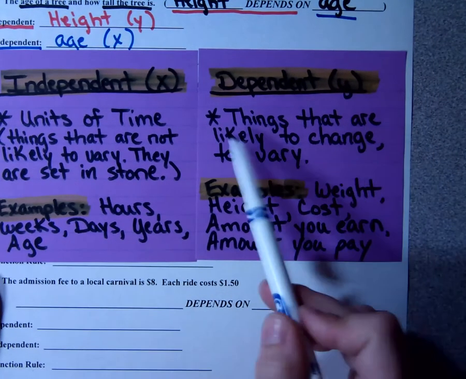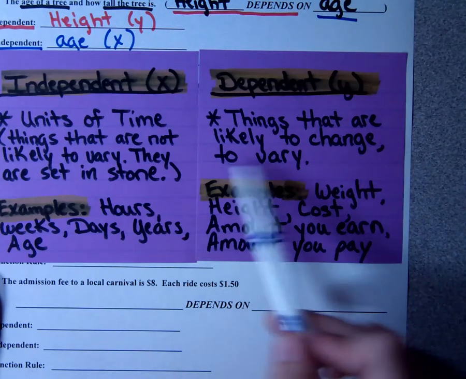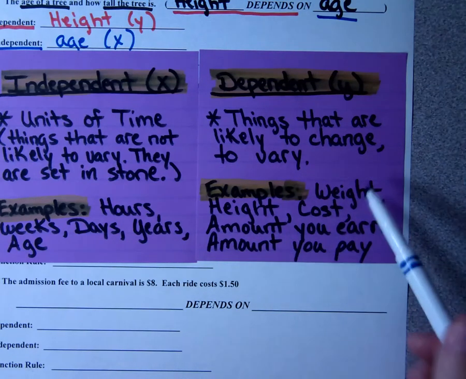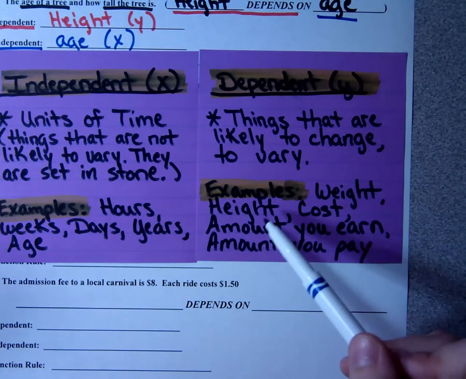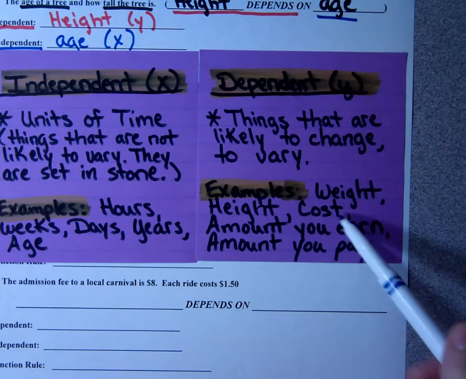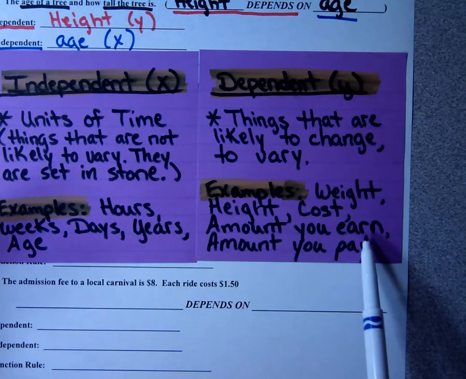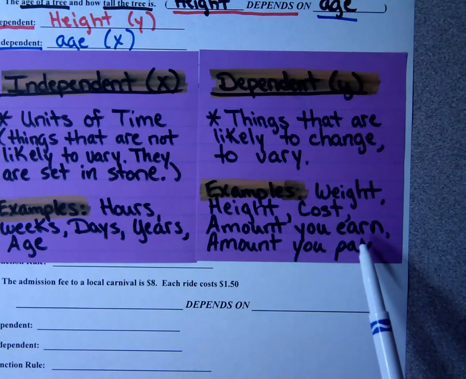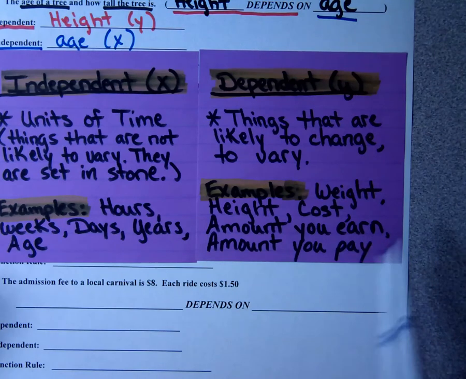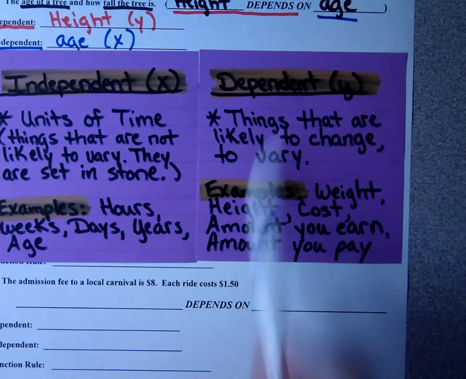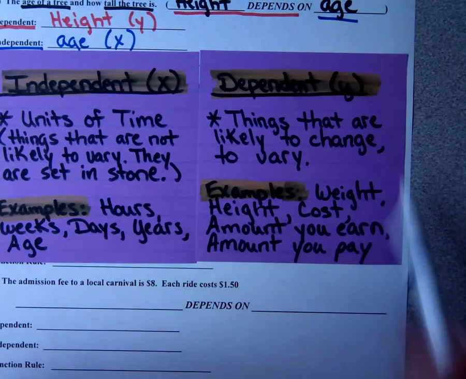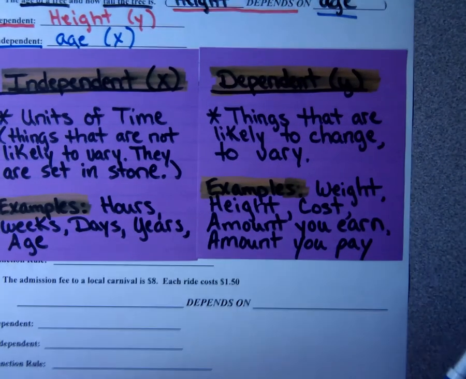Dependent, these are your y's. These are things that are likely to change. They're likely to vary. Examples, your weight, that fluctuates a lot. Your height, that fluctuates. The cost of something, that changes all the time. The amount you earn, that changes depending on what your salary is, how many hours you work. The amount you pay for something depends on what it is you buy, what the cost of it is. So these are things that are likely to change, likely to vary, likely to fluctuate, called dependent.